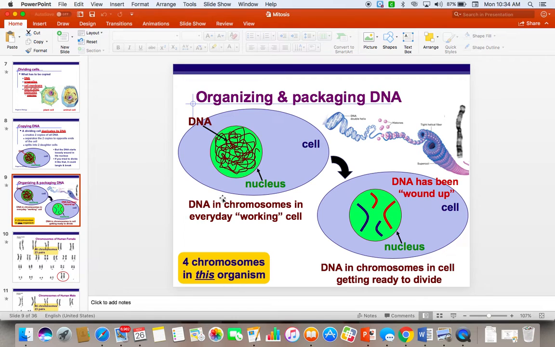But when it's time for the cell to divide, the DNA is going to go from this state, which is just all unwound and all tangled up, into chromosomes. So you can see the difference in what's in the nucleus in this picture and this picture because the DNA has wound up. How does it do that?